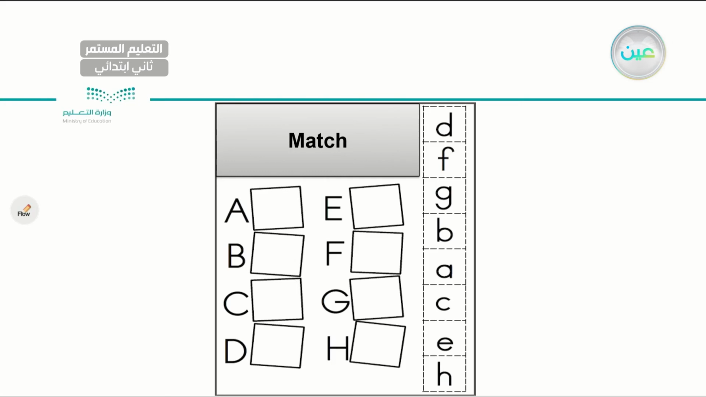How about this one? Starting from A till we reach letter H. I have A, capital A, small a. Very good. B, small b. C, small c. D, small d. E, small e. F, small f. G, small g, and H, small h. Very good, my dear student.